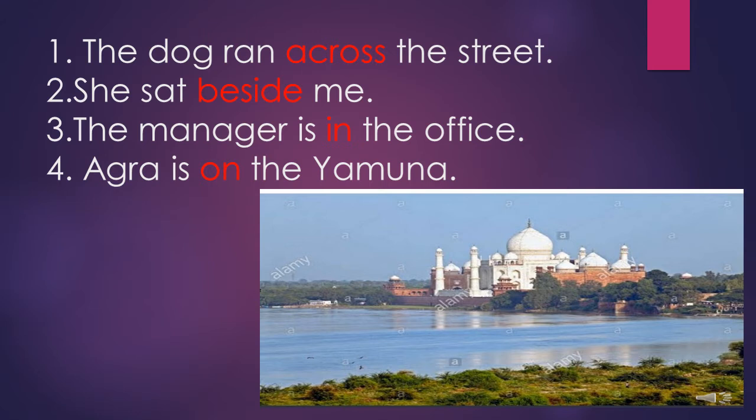Now students, here across, beside, in, on, all these are the prepositions. And these prepositions are expressing the place. That means, where is Agra? There the Agra and the Yamuna. So here on is showing the relation of place between Agra and Yamuna. That means Agra is on the Yamuna.